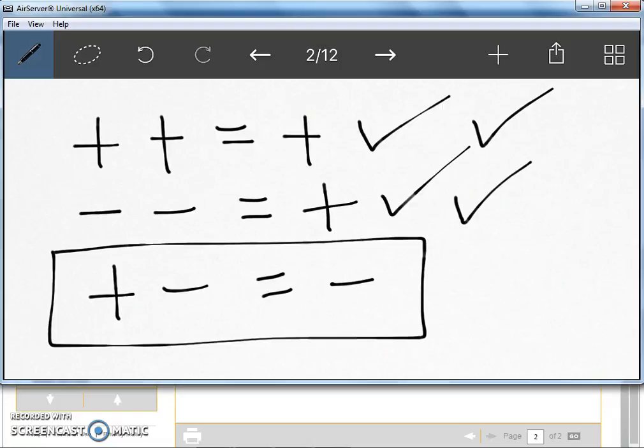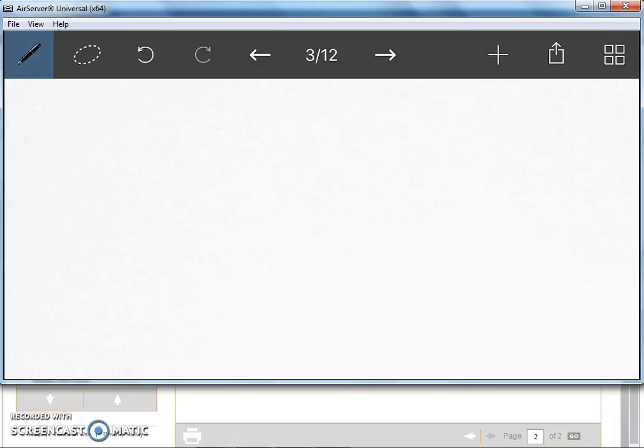When it comes to multiplying and dividing though, anytime you have differing symbols, you're always going to have a negative. So if the symbols are different, you're multiplying and dividing, you're always going to have a negative answer. Whereas before, it would take the symbol of the larger number when you were subtracting and adding. With multiplying and dividing, as long as one is positive and one is negative, your answer is always going to be negative. So let's take a look and see what I mean by that.